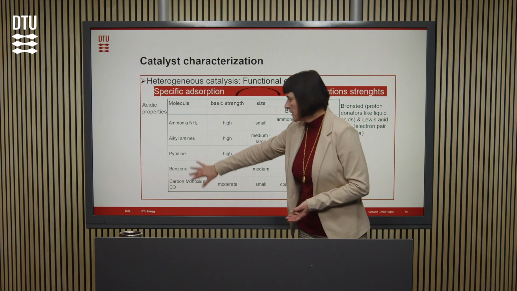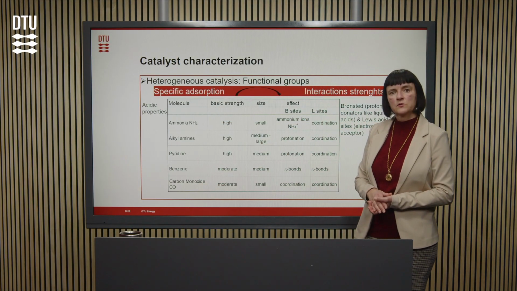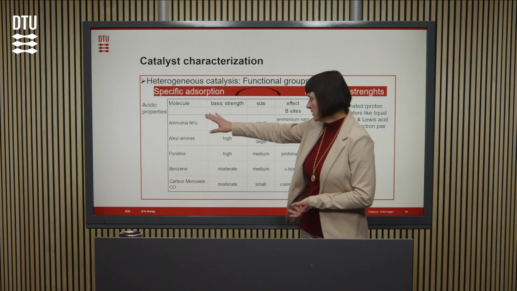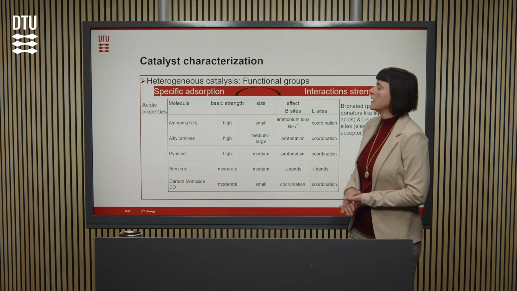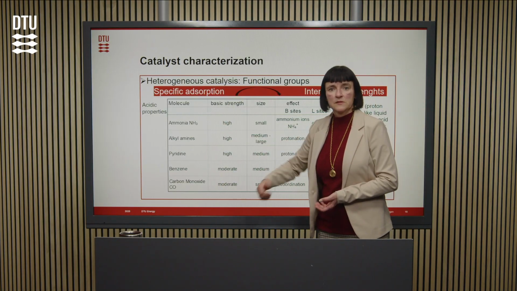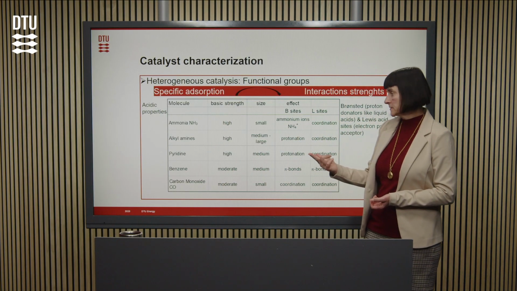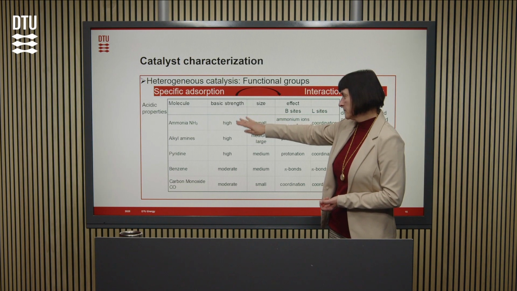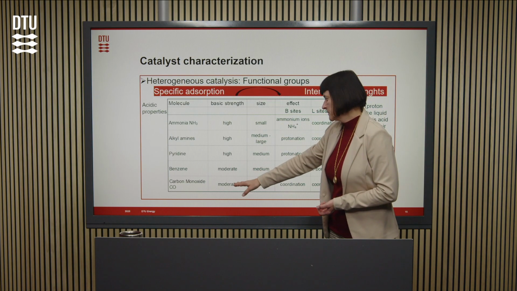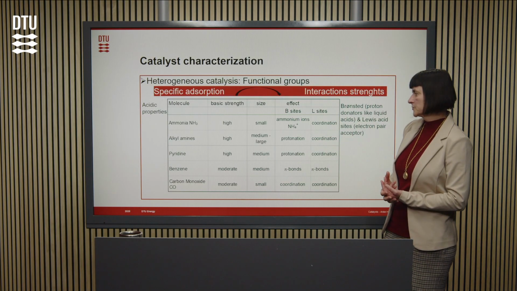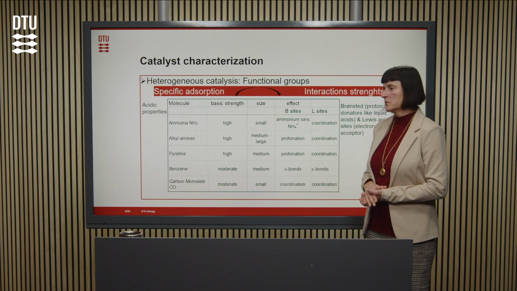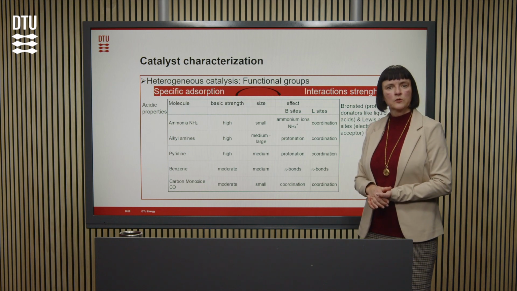There are a few basic molecules you can use as a probe molecule, kind of sensor, like ammonia, pyridine, and so on. They all have different sizes, different basic strength. Like here, the basic strength of ammonia is quite high. And then there are a few of moderate, lower basic strength. And they also have different interactions, because I mentioned the acids, hydrochloric acid.